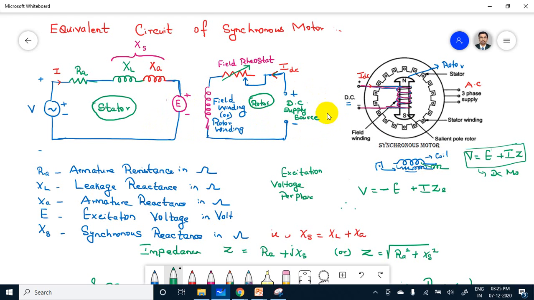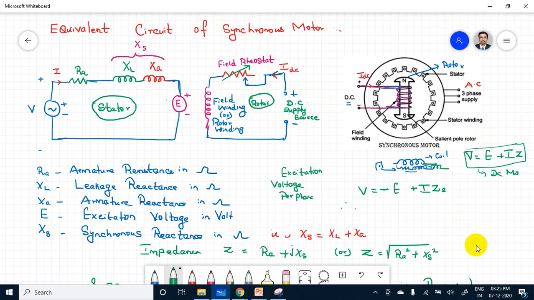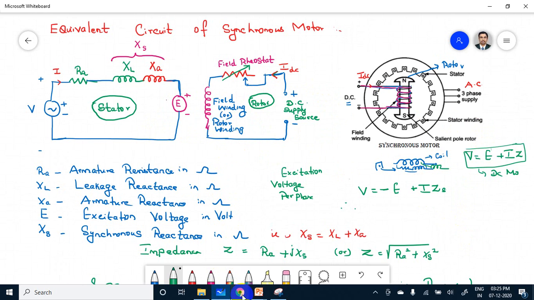Are you understand? Any doubts? Sir, this is the basic equation of the equivalent circuit. This is one 5-mark question. Okay, sir.